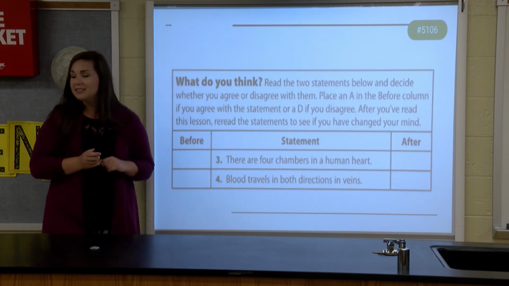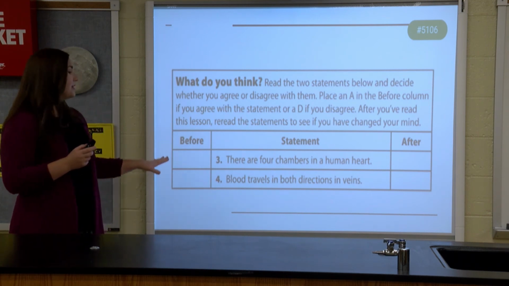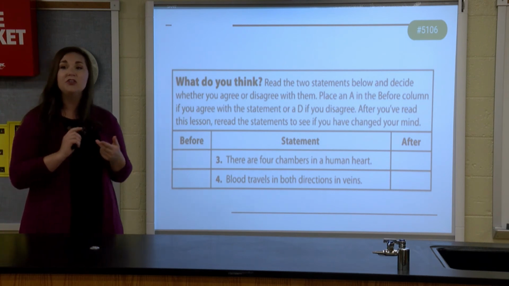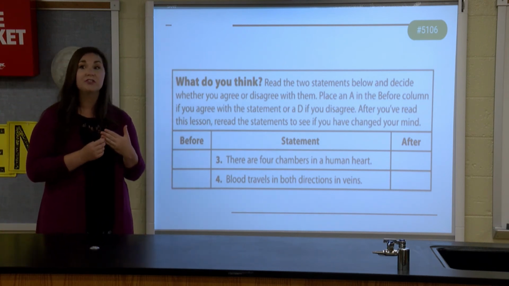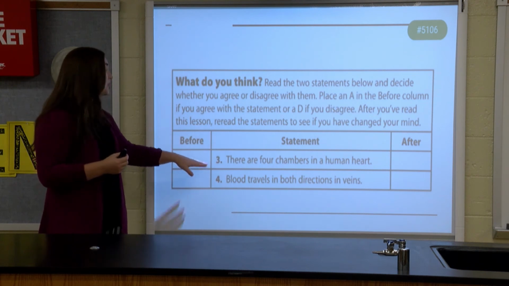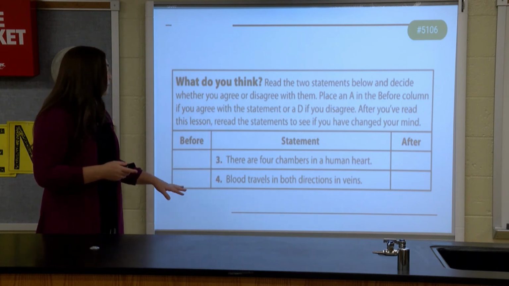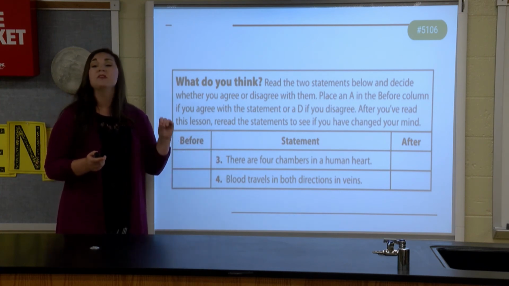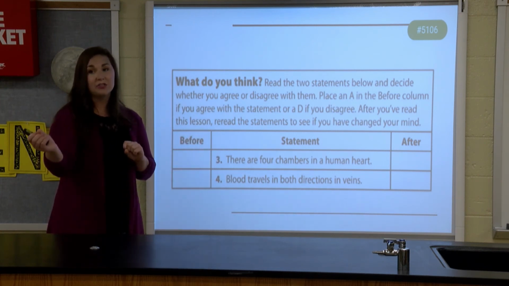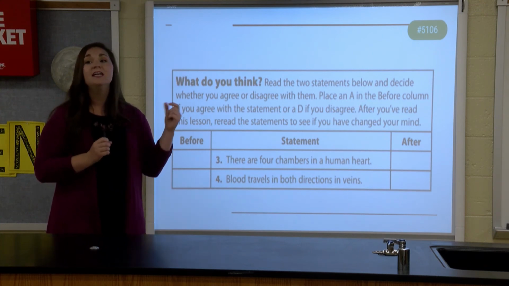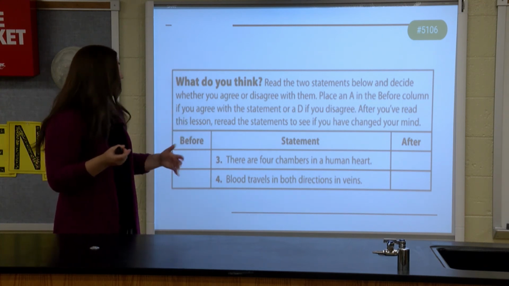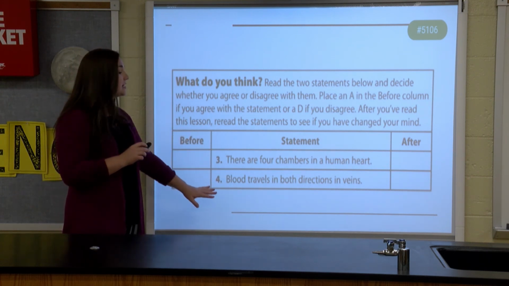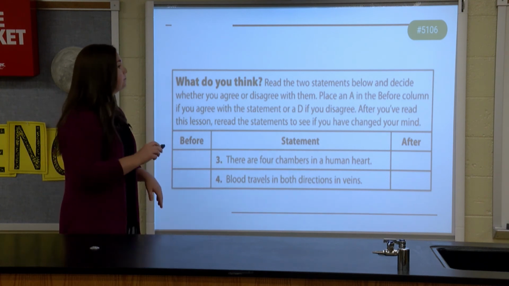All right, going back to these statements, think about whether you agree or disagree. There are 4 chambers in the human heart. Remember, we talked about the 2 atriums at the top and the 2 ventricles, and 2 + 2 is 4. So if you agreed with that, you're correct. Blood travels in both directions in your veins. Key word there, veins. Remember, veins take blood only back to the heart, okay? But your capillaries are a 2-way system. They will take blood in both directions. Your arteries will only take it away. So technically this is wrong because it should say capillaries.